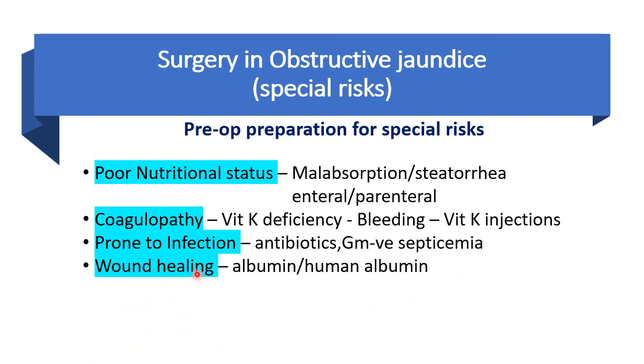Wound healing is a problem too in these patients with severe obstructive jaundice. And their reduced liver function, especially albumin, will be a cause of wound infection and wound breakdown after the surgery, especially open laparotomies. So, to avoid this, the patient should be given adequate transfusion of human albumin or fresh plasma prior to surgery.